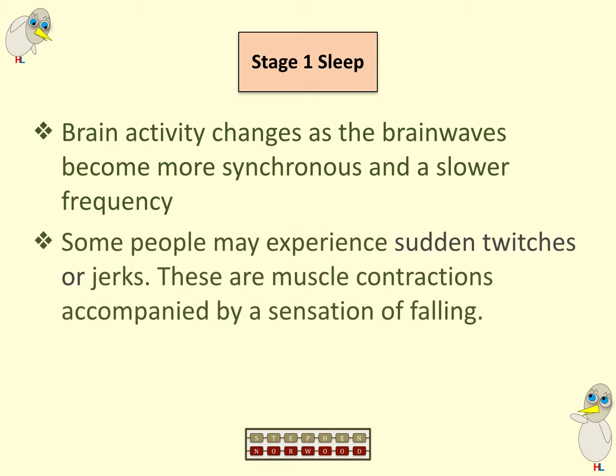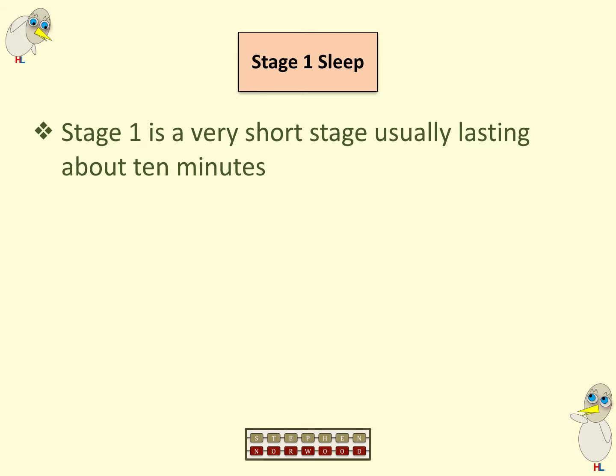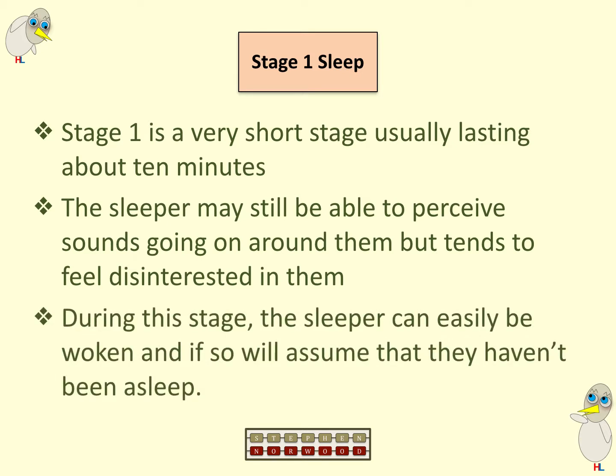Some people may experience sudden twitches or jerks. These are muscle contractions accompanied by a sensation of falling. Stage 1 is a very short stage, usually lasting about 10 minutes. The sleeper may still be able to perceive sounds going on around them, but tends to feel disinterested in them. During this stage, the sleeper can easily be woken, and if so, will assume that they haven't been asleep.